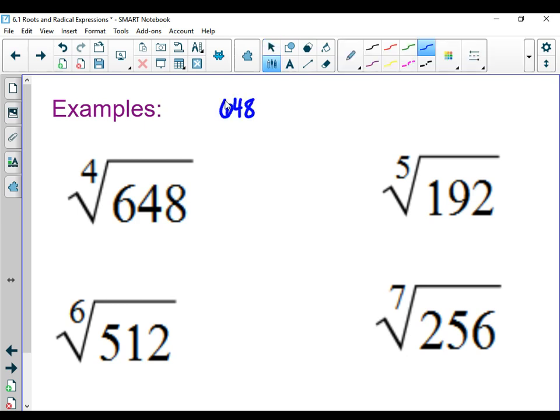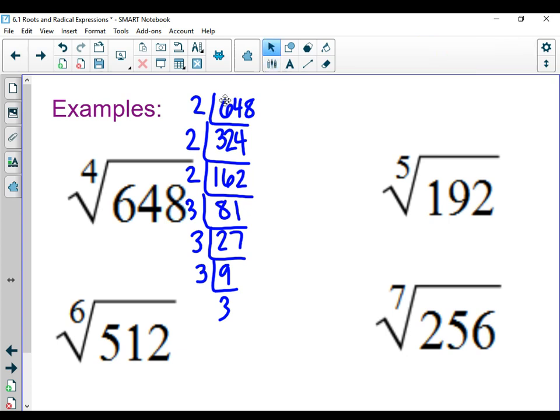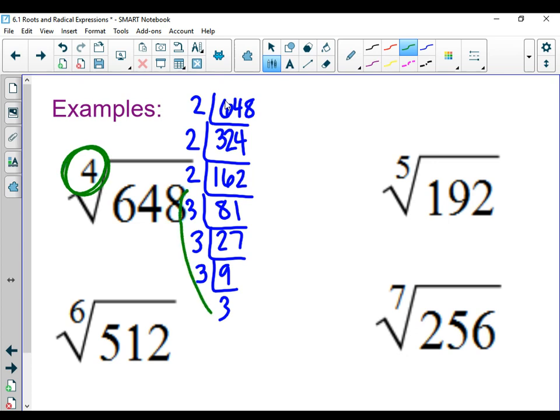All right, so 648, I can take that and divide it by 2. 324. Divide that by 2, I get 162. Divide that by 2, I get 81. Then I'll switch off to 3s. Okay, so in this particular example, I am acknowledging that my index says 4. So I need 4 of a kind. I only have 3 2s, and I do have 4 3s. So that comes out, and I keep that 4 with my index, and I have 2 times 2 times 2, which gets me 8. Okay.